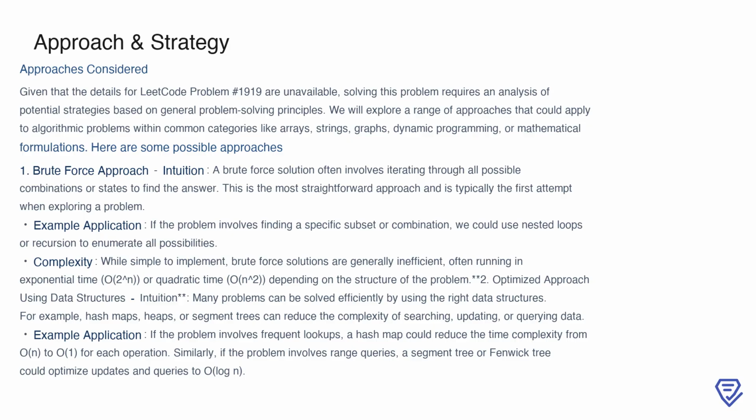To address these inefficiencies, we then consider optimized approaches using data structures. Choosing the right data structure, such as hash maps, heaps, or segment trees, can significantly improve performance. For example, hash maps allow constant-time lookups, which is ideal for problems with frequent searches. Similarly, segment trees or Fenwick trees can handle dynamic range queries efficiently, reducing operations to logarithmic time. These tools are invaluable for improving both the speed and scalability of solutions.